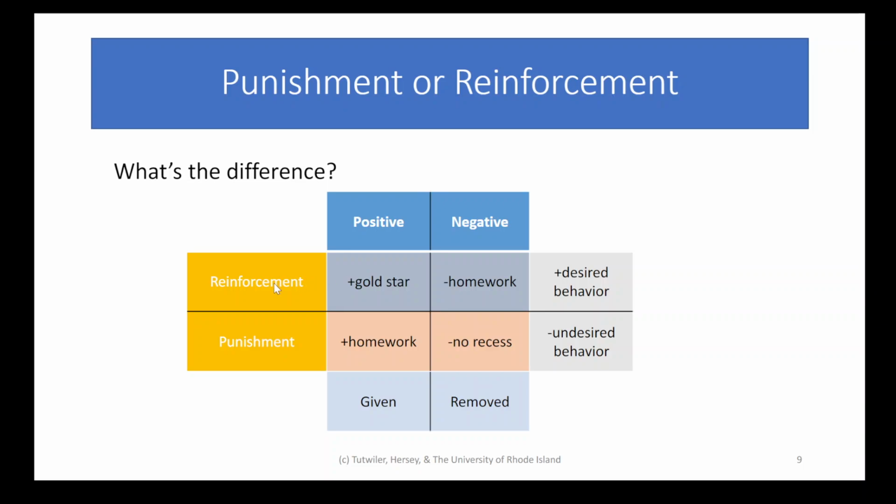So if we're doing a reinforcement because we want the person to do it again, then we might give them a gold star. And maybe they like that so much that they say, heck yeah, I'm going to keep doing this desired behavior that you want from me. Like maybe turning in your homework on time. I give you a gold star for it, that's a reinforcement. A positive reinforcement. It's positive because I added something to you. I gave you something.